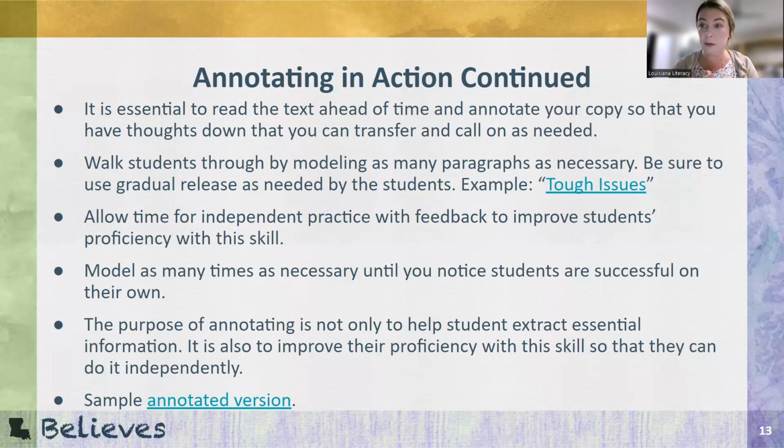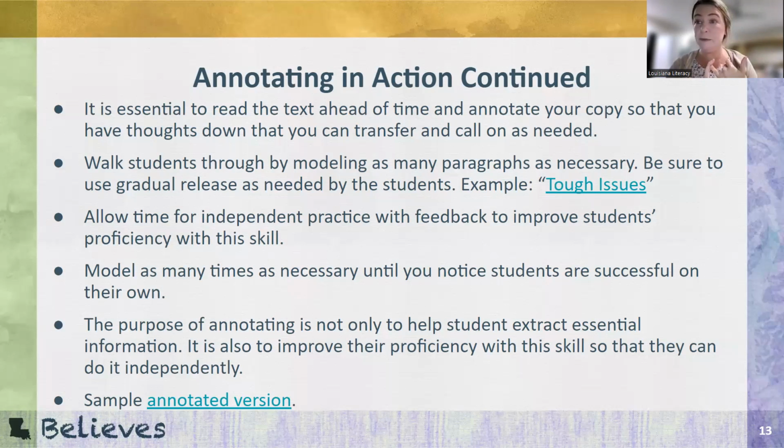And that can look a couple of different ways. After you've done this and modeled this as a teacher, you might want to release them to work as partners and have partners give feedback on annotations. Or you might be circulating and decide that you need to give feedback, especially focusing on those students who might struggle with this. Model as many times as necessary until you notice students are successful on their own. Okay, because that's the goal. And we want to tell them that.